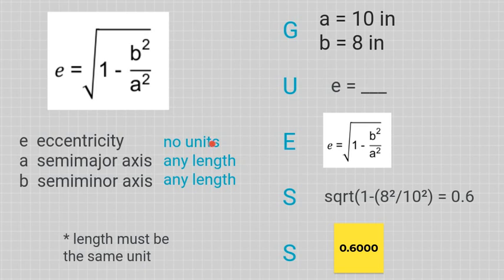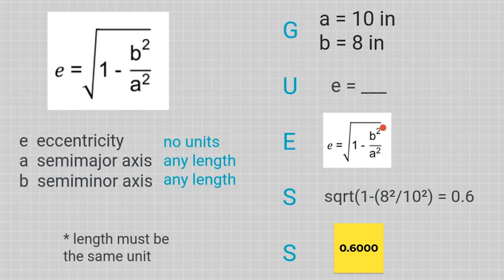So it has no units. And the axes measurements can be any unit, but they have to be the same, any length unit. But they must be the same. So let's say that we have a semi-major axis of 10 inches and a semi-minor axis of 8 inches.